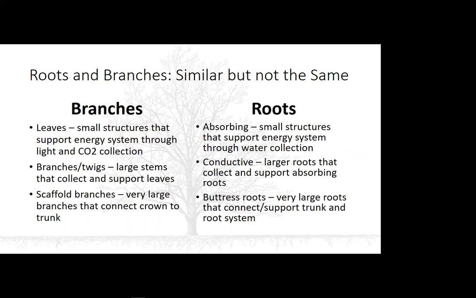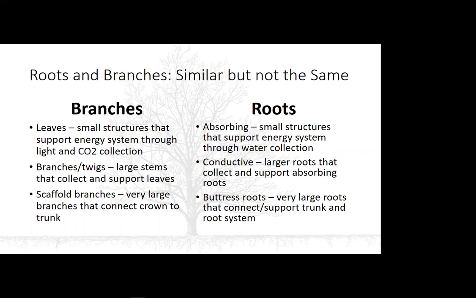Supporting these small absorbing structures are either the branches and twigs in the canopy or conductive roots in the root system. And these are those small roots you might see while digging up through about 2 inches in diameter. And then supporting the entire crown are the scaffold branches. These are the really large branches that are connected directly to the trunk.